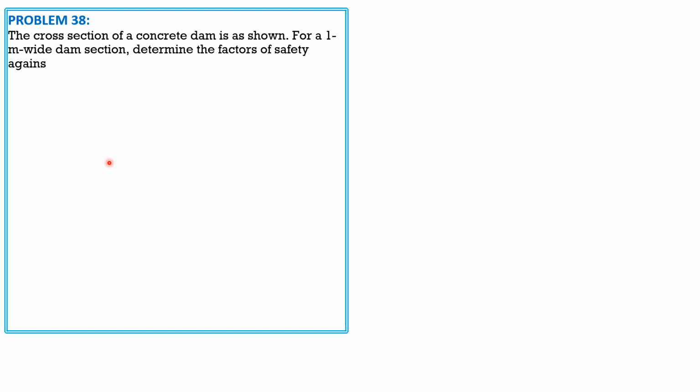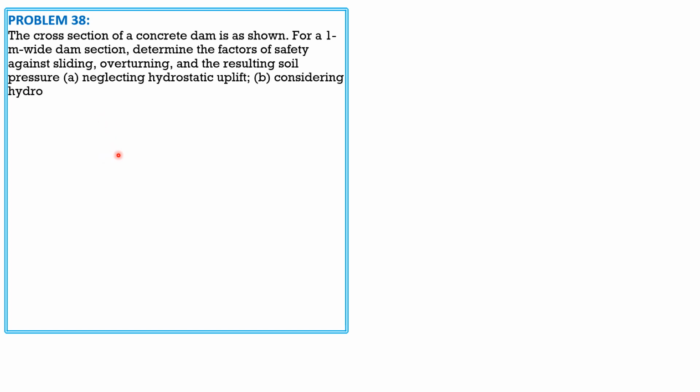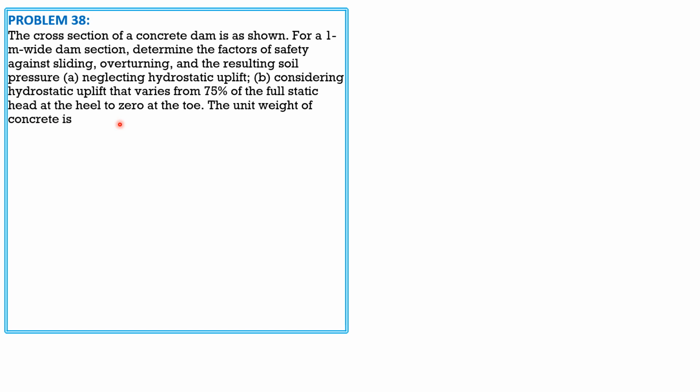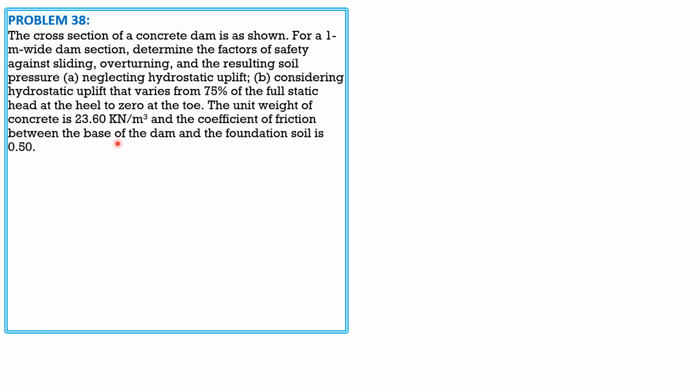Problem 38. The cross-section of a concrete dam is as shown. For a 1 meter wide dam section, determine the factors of safety against sliding, overturning, and the resulting soil pressure. Neglect hydrostatic uplift in Part A, and in Part B consider hydrostatic uplift that varies from 75% of the full static head at the heel to 0 at the toe. The unit weight of concrete is 23.6 kilonewtons per cubic meter, and the coefficient of friction between the base of the dam and the foundation soil is 0.5.